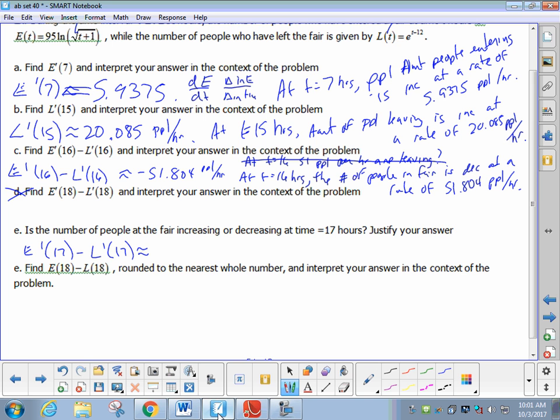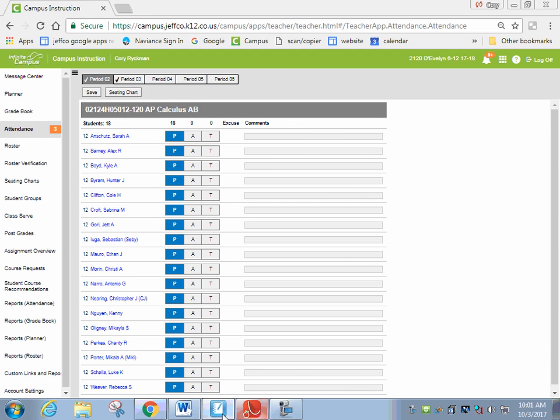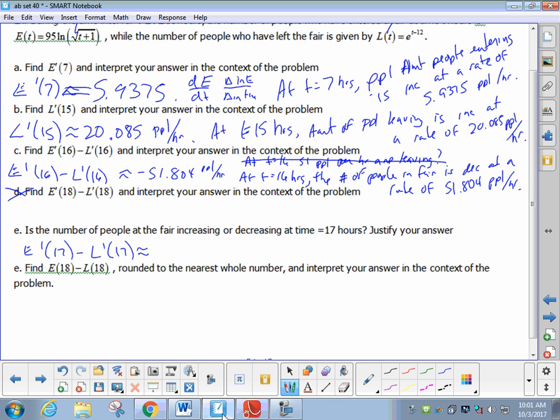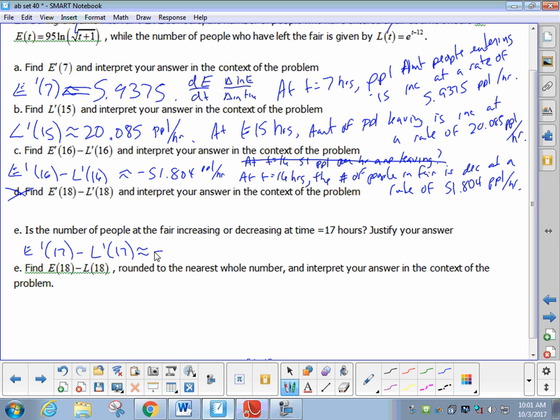What do you say? Increasing or decreasing? Decreasing. Did you cite E prime at 17 minus L prime at 17, the rate at which they're entering versus the rate at which they're leaving, the difference between their rates as the evidence? And did you get negative 145.774? Yes? No? Okay. People per hour. The justification then. There's your evidence.